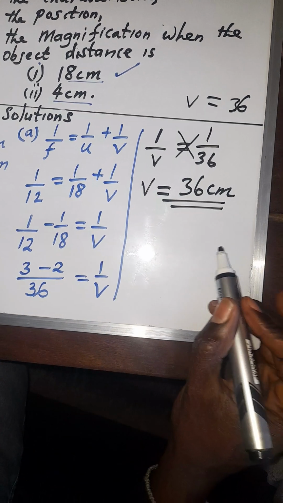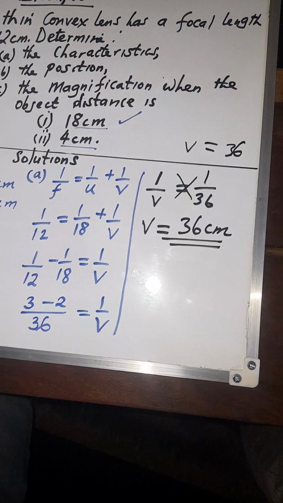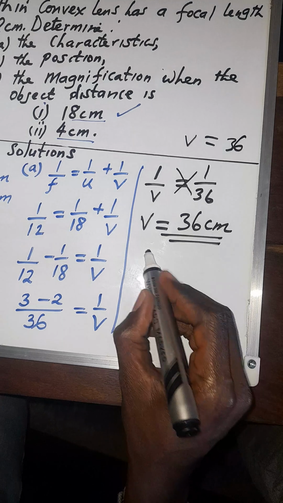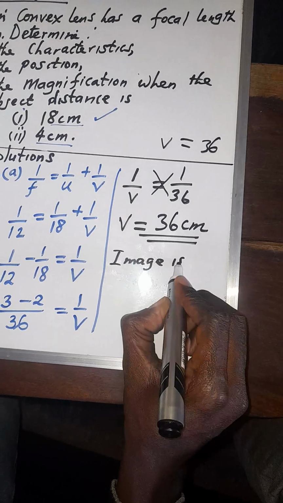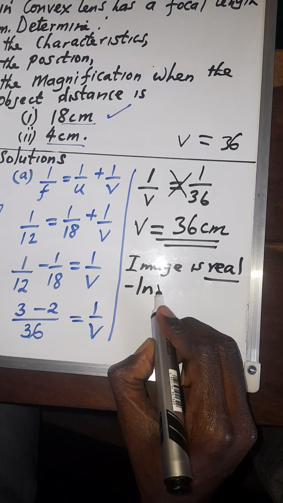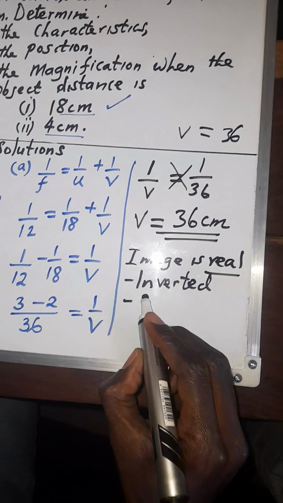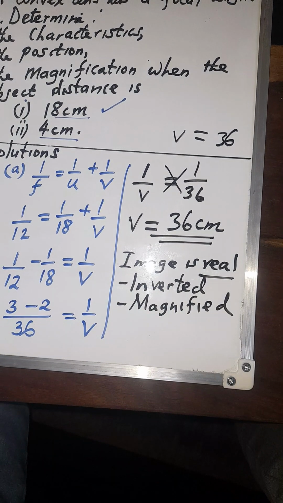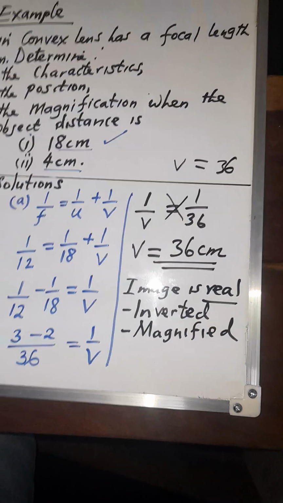Now the question was saying determine the characteristics. Using that, we can determine them. Remember what we said: when v is positive, it simply means that the image formed is, one, real; two, inverted, meaning it is upside down; and then it has been magnified. Those were the characteristics that we can state by first finding the image distance.